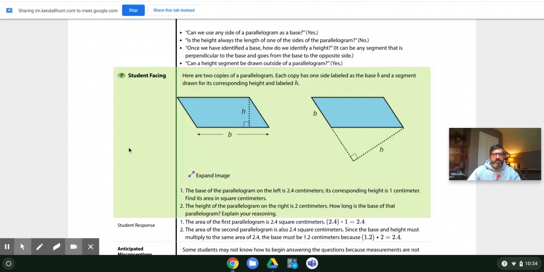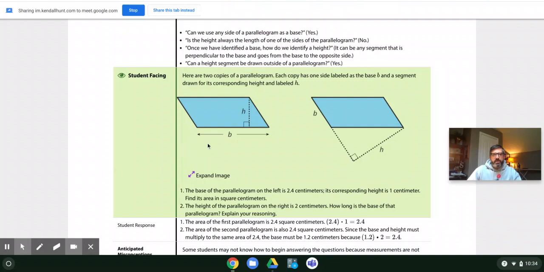So when looking at the base and the height, can we use any side of a parallelogram as a base? Yes, we can. And once we find the base, how do we identify the height? Well, it can be any segment that's perpendicular to the base, and it's drawn from the base to the opposite side. And remember, perpendicular means it's at a right angle.